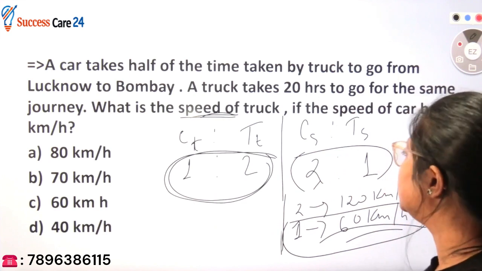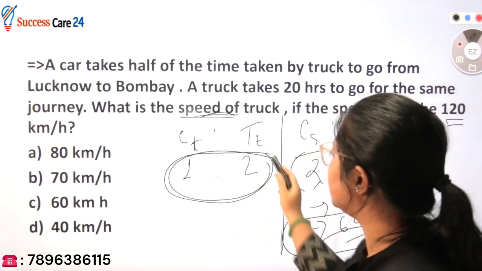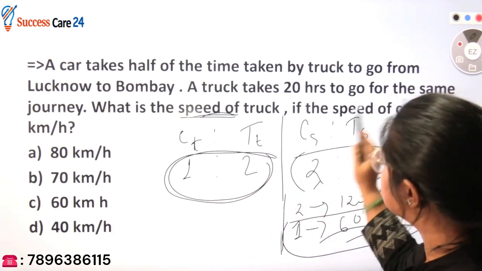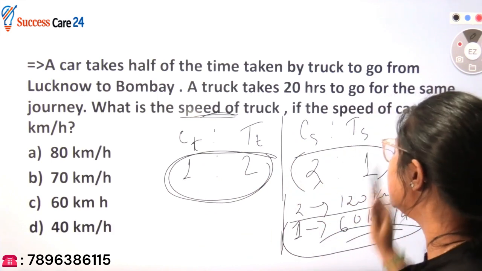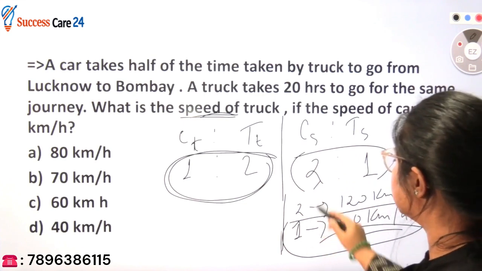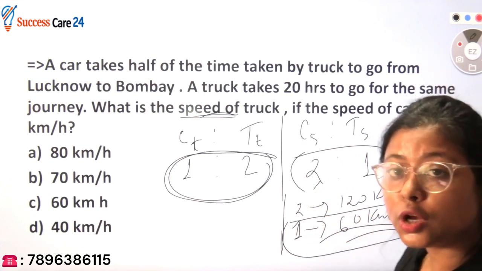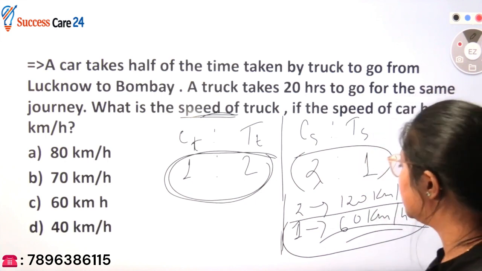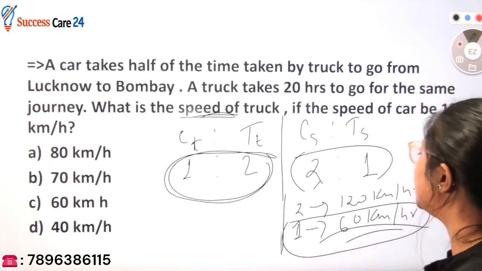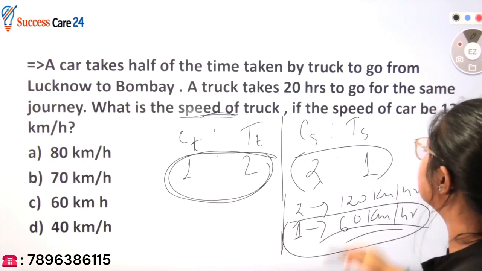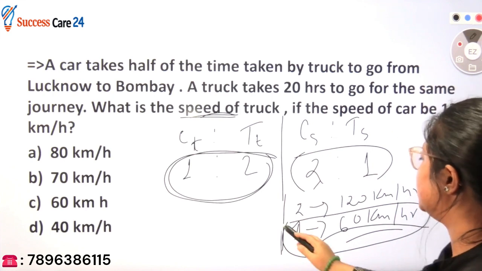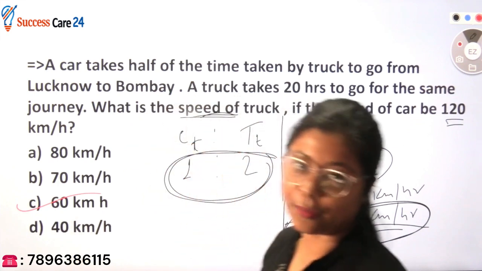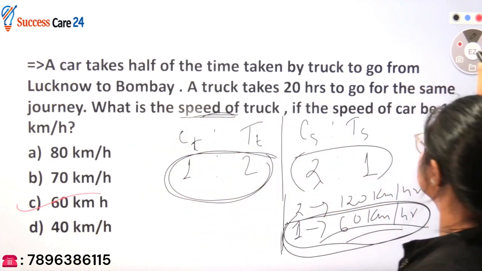So what we have done here: you are given the time ratio of car and truck as 1:2. From here you take the inverse ratio and you get the ratio of speeds of car and truck. Then you equate 2 ratio to 120 km per hour, since you are given the speed of the car as 120 km per hour. So 1 ratio would be 60 km per hour, and the speed ratio of the truck is 1 itself. So the speed of the truck is 60 km per hour. All right. Let's move to the next question.